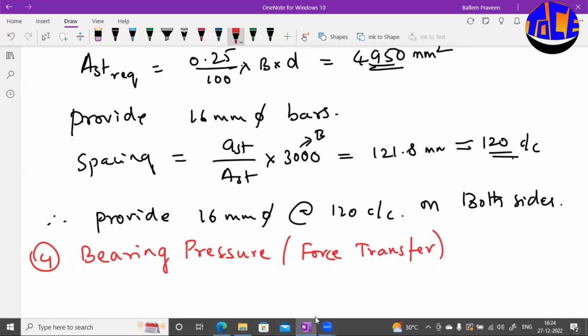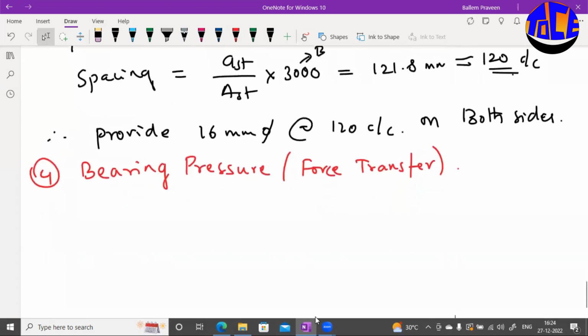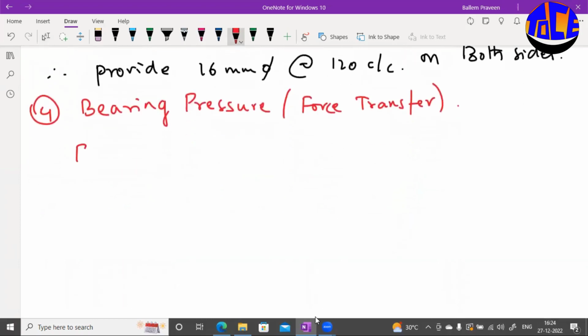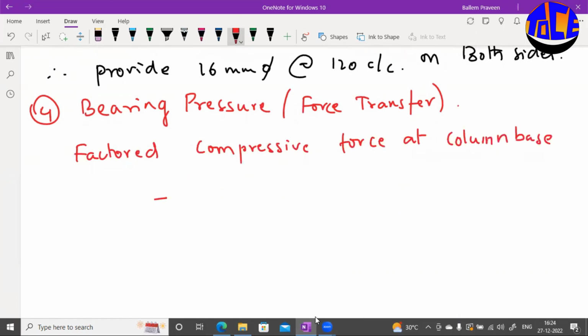Okay, so for this case, how will we calculate this? Firstly, you need to find out the factored compressive force just below the column, compressive force at column base. So that will be, since it is factored, 1.5 into 2300, so it will be 3450 kilonewtons. So this is the total load that is coming just below the column base.